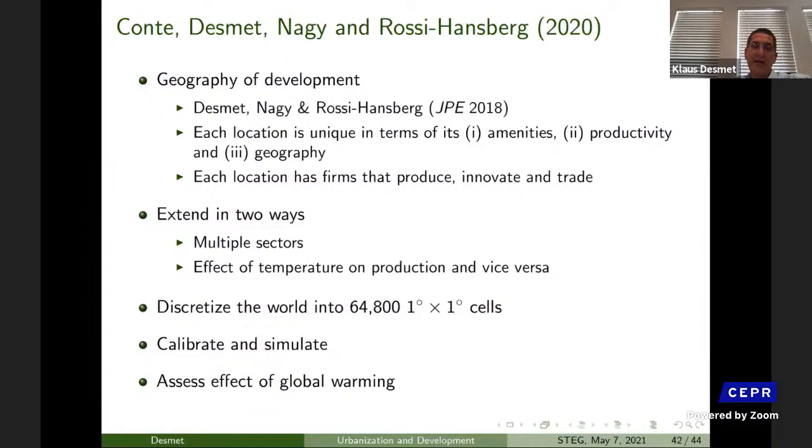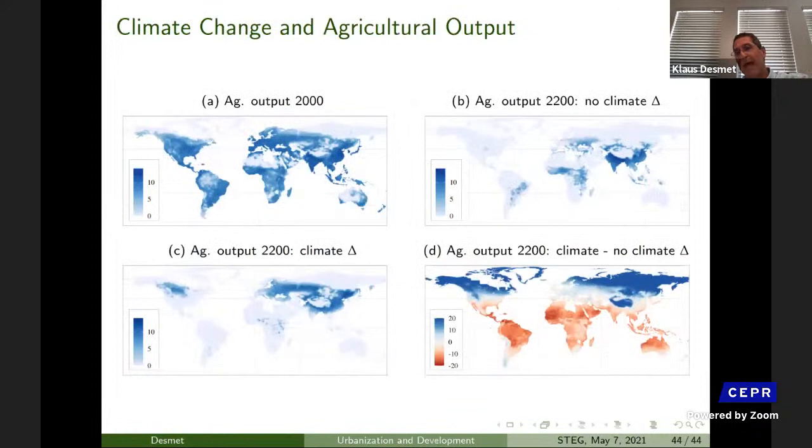But you also need to think about sectors because obviously agriculture, depending on where you are, may be much more affected by global warming than other sectors. And so we will see big shifts in where different things are going to be produced because of climate shocks. And so we can look at different maps and do different things with these types of models. This last thing here is looking at the year 2200, where would agricultural output happen? This is part B, in a world without climate change, versus in a world with climate change, which would be C.